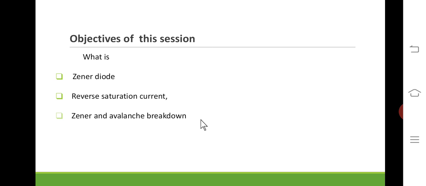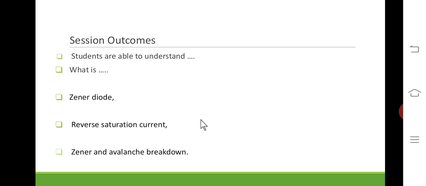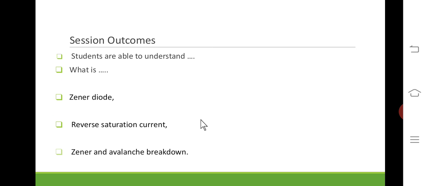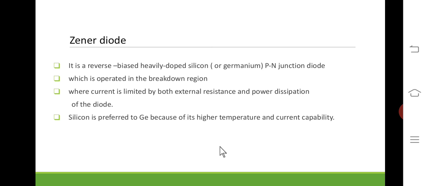Today's session objective is Zener diode, reverse saturation current, Zener and avalanche breakdown. After completing this video, you will be able to understand what is Zener diode, reverse saturation current and Zener and avalanche breakdown. Let us begin today's session with the Zener diode.